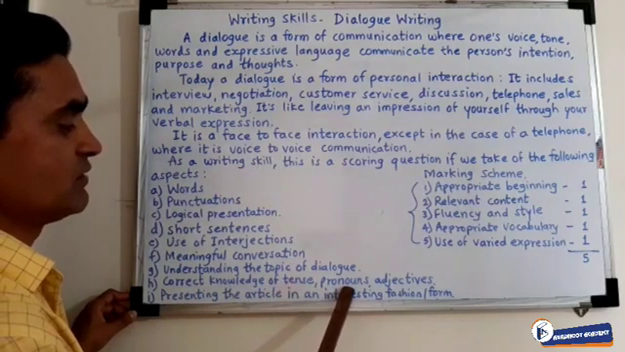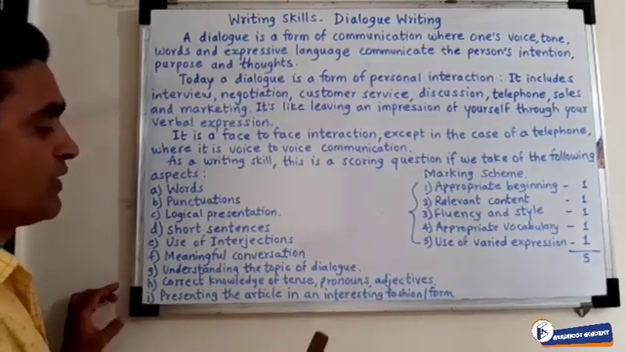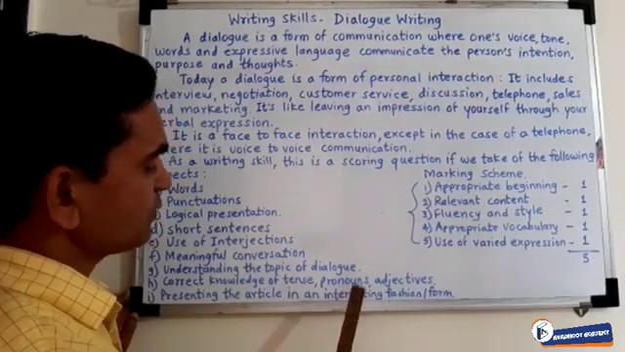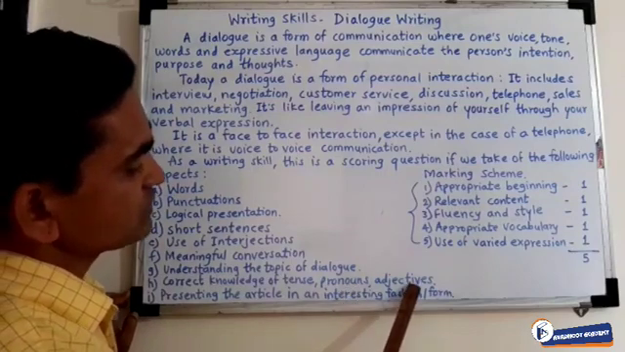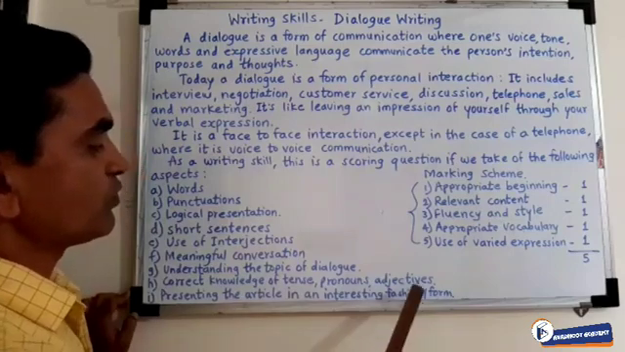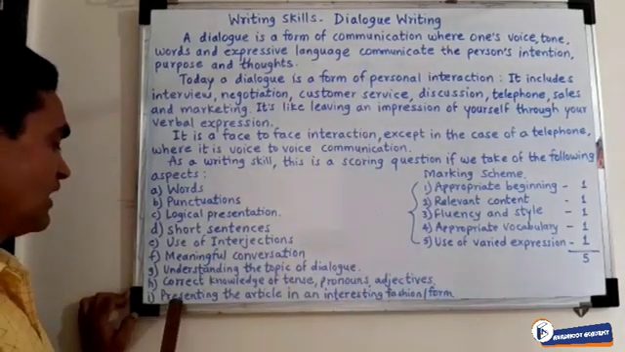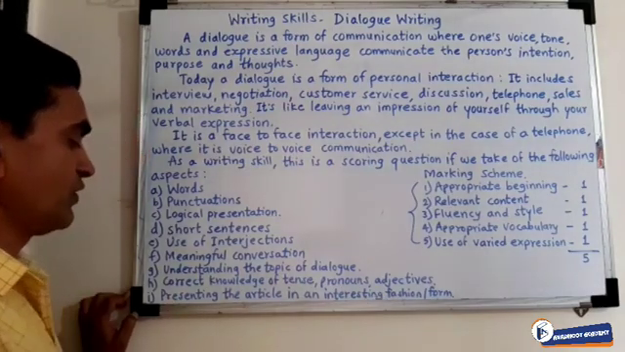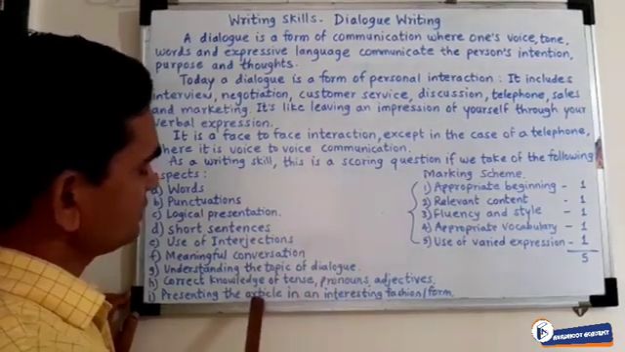Then pronouns. You have to know the pronouns, just like he, she, it, they. So you have to know these pronouns. Also adjectives: you have to have correct knowledge of adjectives, and then make your dialogue writing properly. After that, the last point, presenting the article in an interesting fashion. You have to use articles. Which articles? You know, a, an and the, these are the three articles.